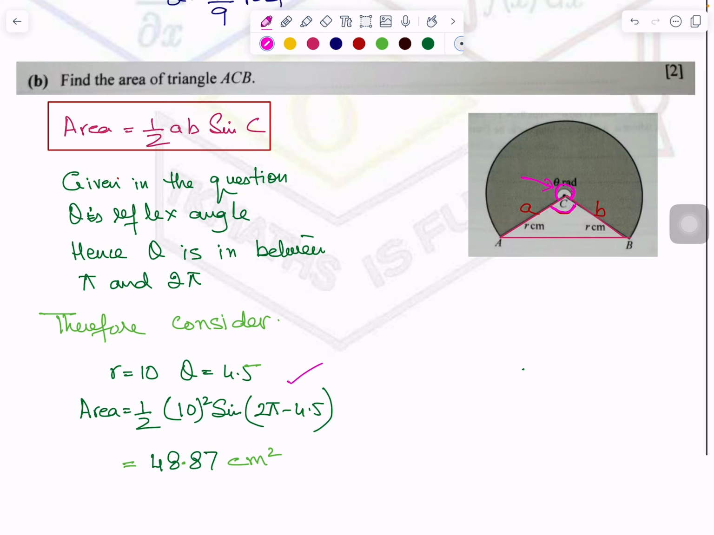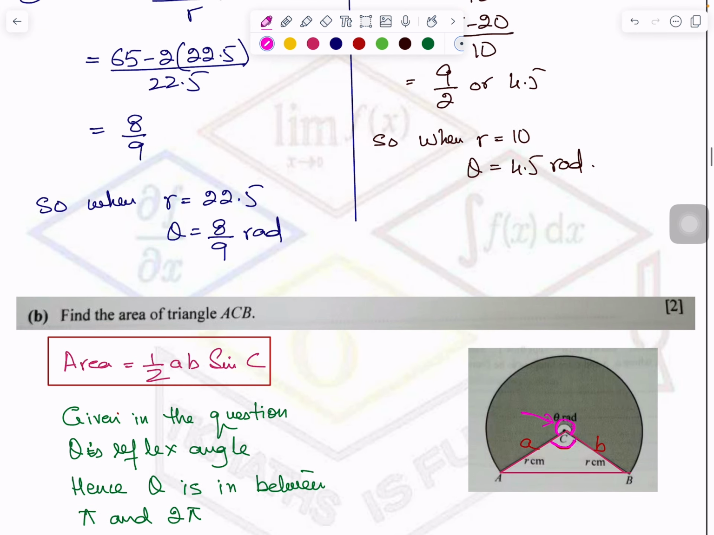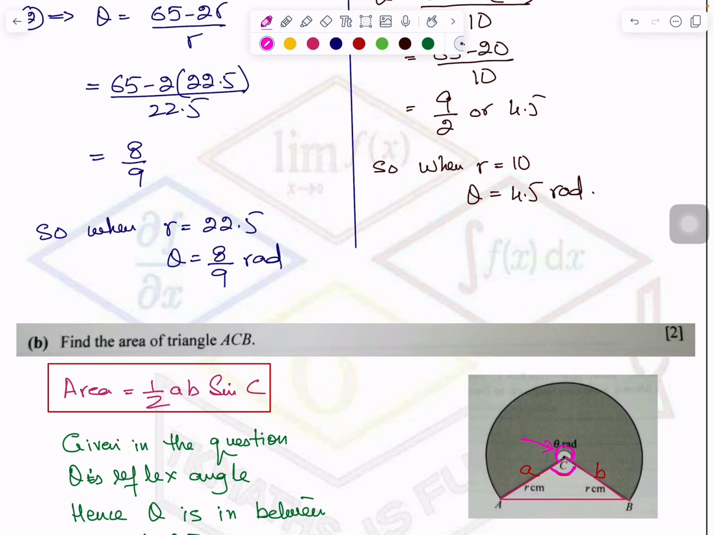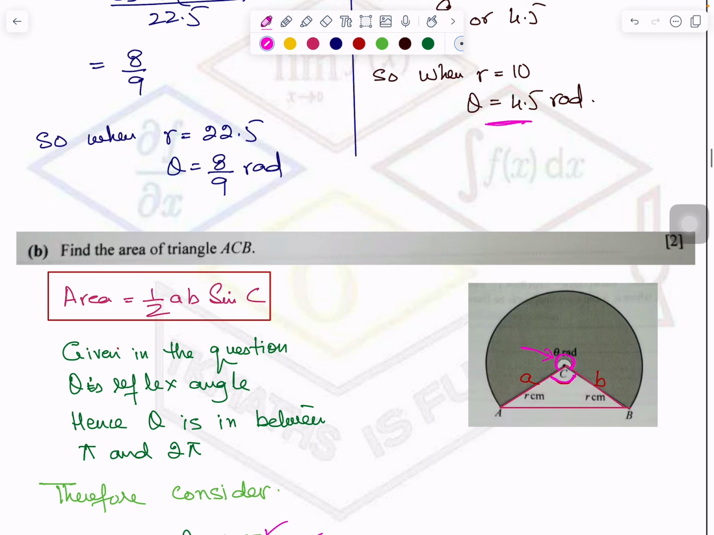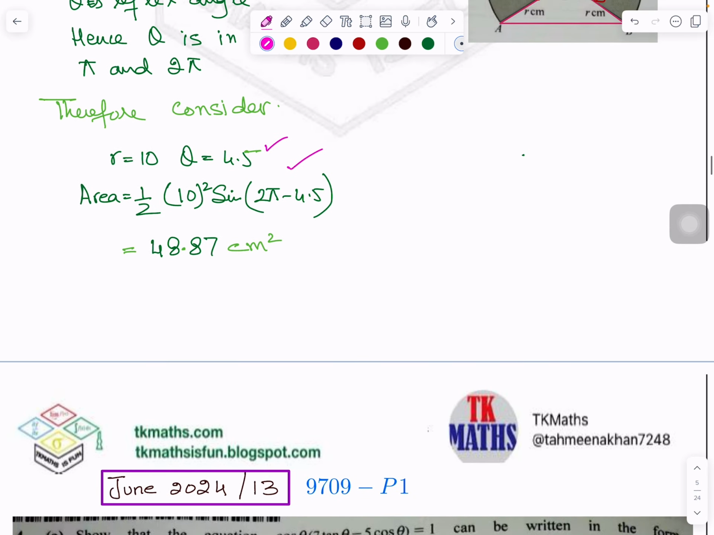One more thing I have written here. I am taking which angle of theta? 4.5. Whereas we have gotten two values here, 4.5 and another one, 8 upon 9. So this is within our range which is given to us in the question, right? Because this is your reflex angle. The reflex angles are always between pi and 2 pi, greater than pi and less than 2 pi. So that's why I have taken this value of theta. 8 upon 9 is less than pi. Okay, so I got this here.